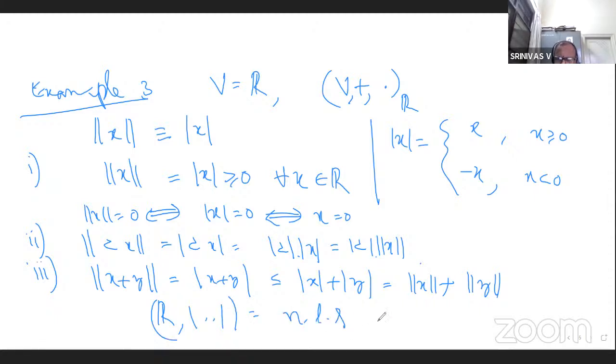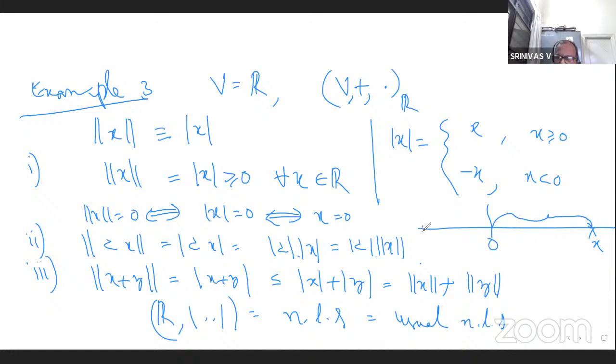This is called the usual normed linear space, a normed linear space with the usual norm. The usual norm is the modulus norm, that is, the Euclidean distance norm. What is mod x? If this is the origin and x is here, mod x is the distance of x from the origin, from 0 to x.